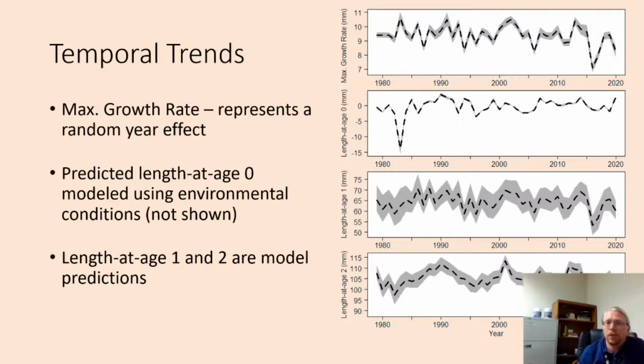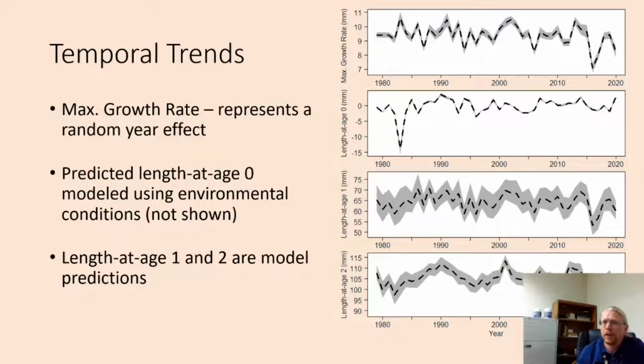Taking a look at some of the temporal trends across time, here we have a series of figures. On top, we have maximum growth rate. Next, we have length at age 0, followed by length at age 1 and length at age 2 as we move down. For maximum growth rate, this actually represents a random year effect. And we can think about this as additional variation we were not able to account for within the covariates.